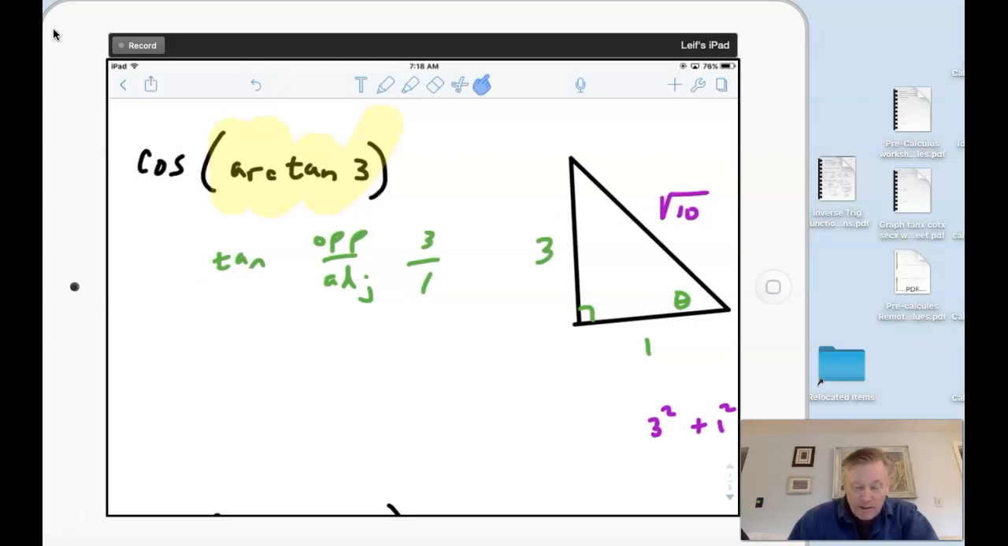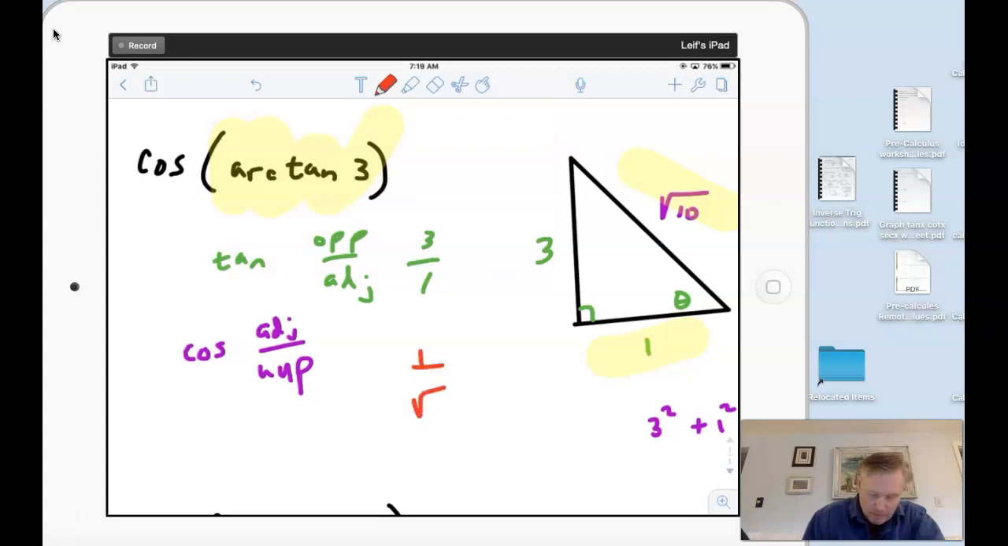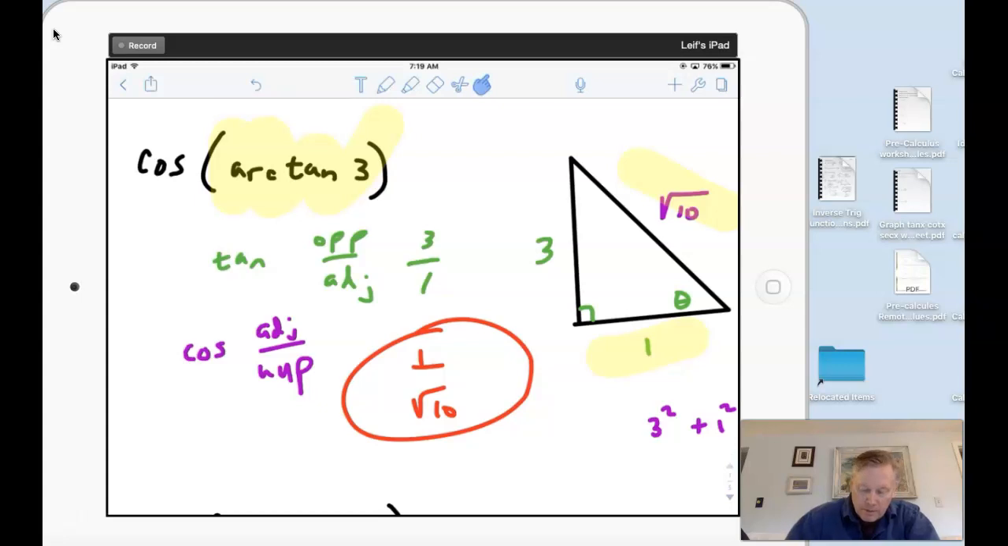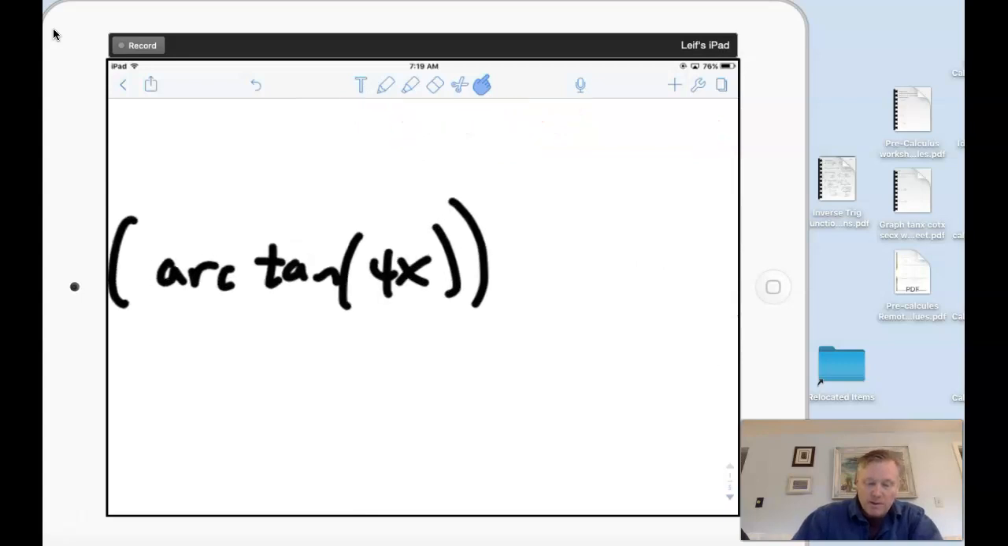Now I've got that. Now I'm looking at the cosine, and the cosine is the adjacent over the hypotenuse. The adjacent is 1, the hypotenuse is the square root of 10. 1 over the square root of 10 is my answer, and I'm just going to leave it like that. I'm not worrying about a radical in the denominator. I'm moving on. Next, number 3, the arc tangent of 4x.